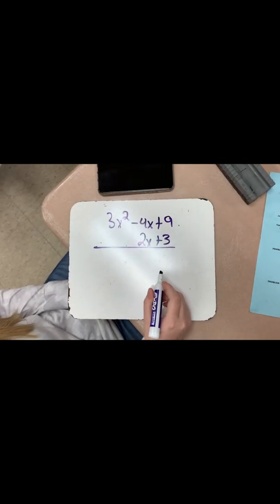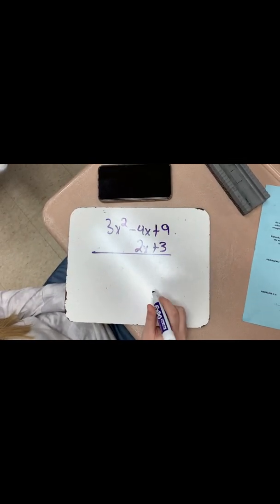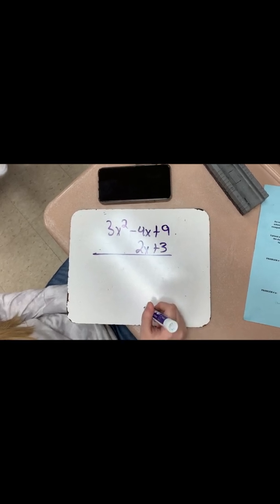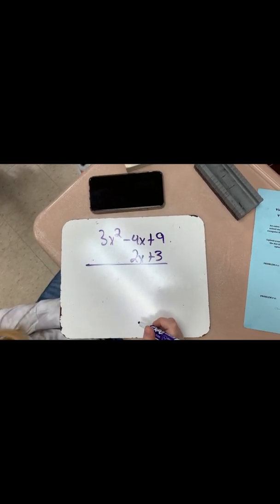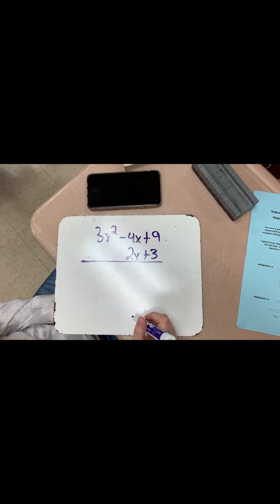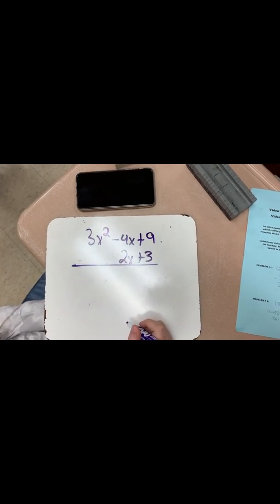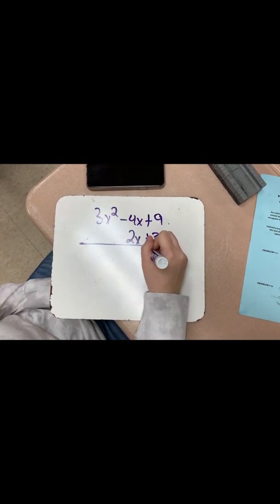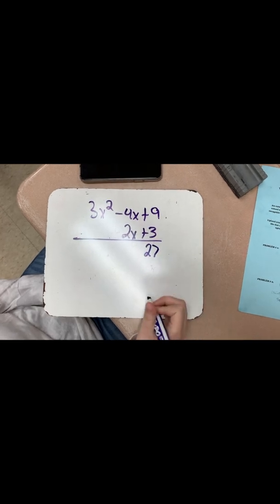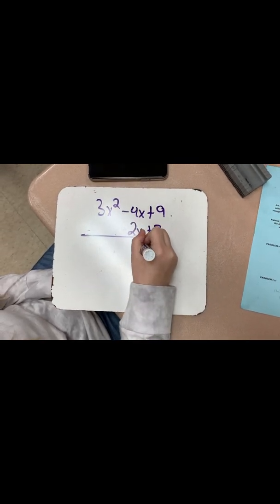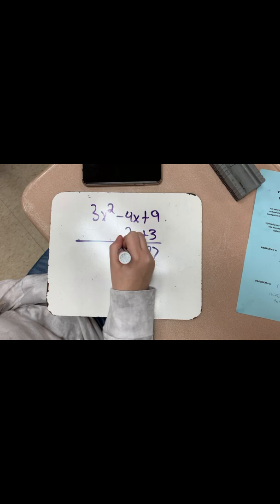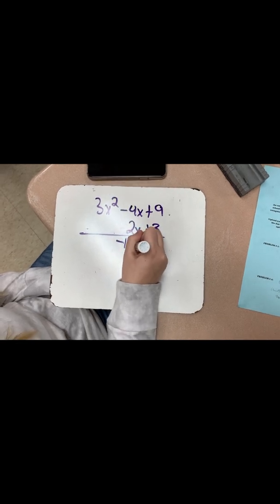The next way you can multiply polynomials is using the vertical method. You set it up like you would any multiplication problem. You put your longer term on top and your shorter term on bottom. You start by multiplying 3 times 9. You will get 27. You then multiply 3 times negative 4x. You will get negative 12x.